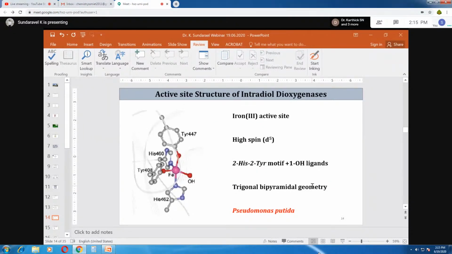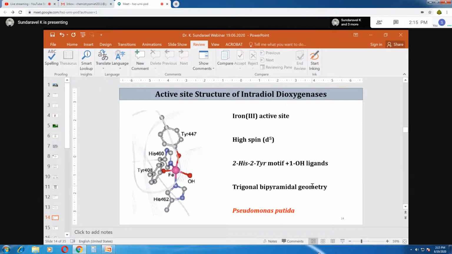So let us have an insight into the active site of the intradiol dioxygenase. It is an iron 3 containing enzyme, so iron is in the higher oxidation state. In order to stabilize the metal in a higher oxidation state, we need a strong donor, so it employs two tyrosine moieties. One is located in the trigonal basal plane, and another one is located at the apical position of the trigonal bipyramidal coordination geometry. The remaining sites of the trigonal basal plane are occupied by one histidine nitrogen donor as well as the hydroxide ligand.